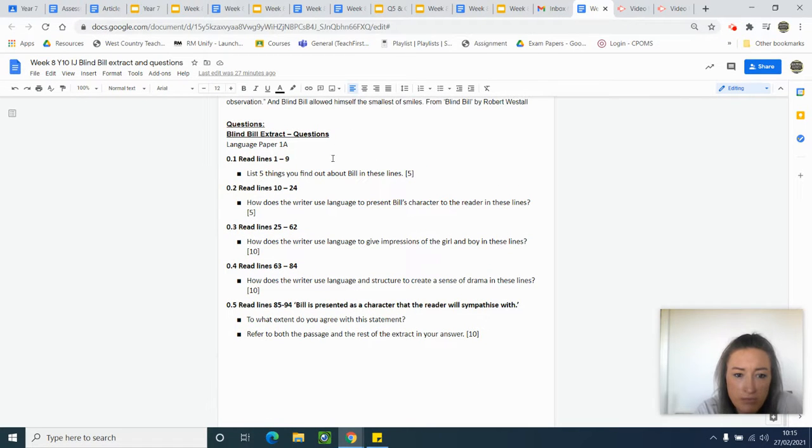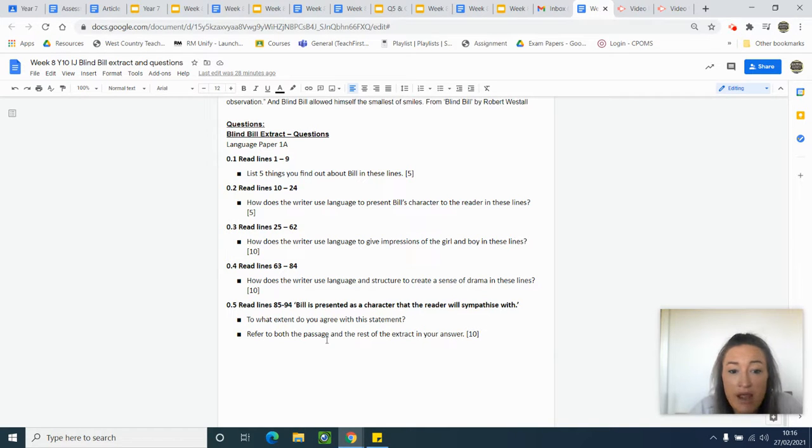Question 1 is worth 5 marks: list 5 things. You can use bullet points. Number 2, you have to write in full sentences, analyse how the writer uses language to present Bill's character. But again, it's only worth 5 marks, so 4 to 5 points in that one. Then the next 3 questions are all 10-mark questions. So you're aiming for 6, 7, 8, 9 points in every question. The more points you can get in, up to 10, the better. The higher your mark will be, as long as they are focused on the question.